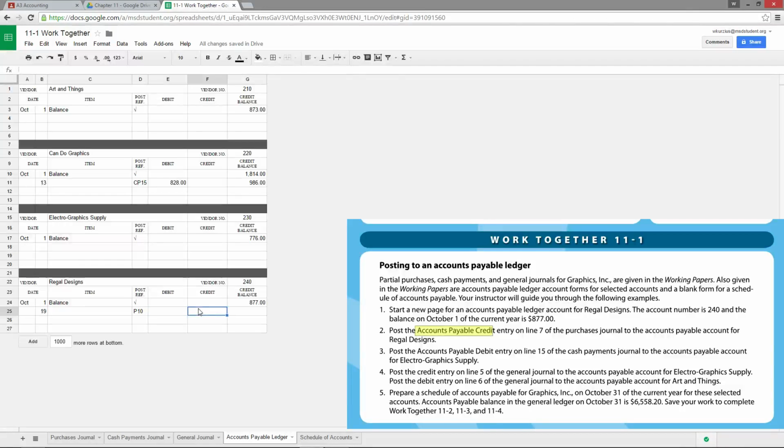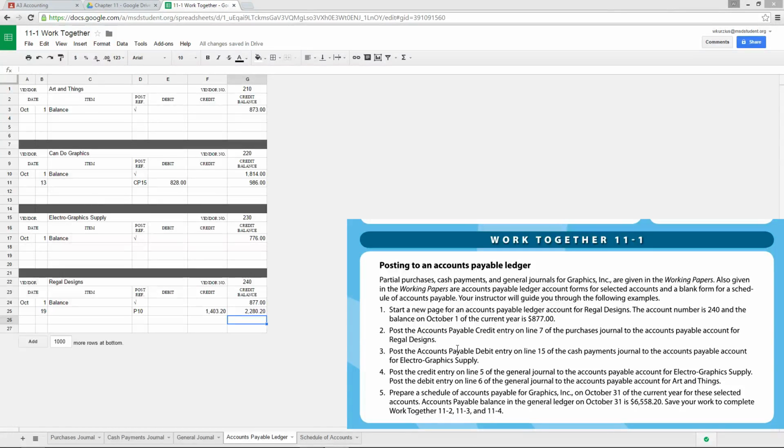The credit amount was for $1,403.20, and our credit balance is going to get updated. We have credit to begin with, more credit, which means this is this plus that, for $2,280.20. So first one done.